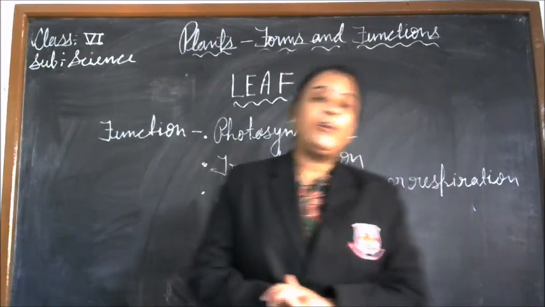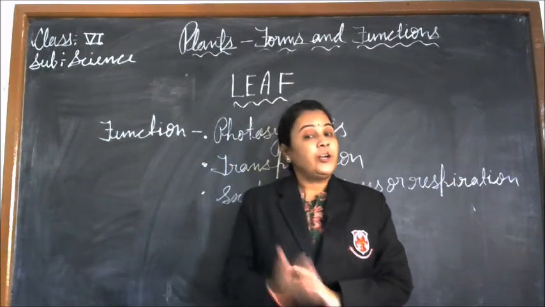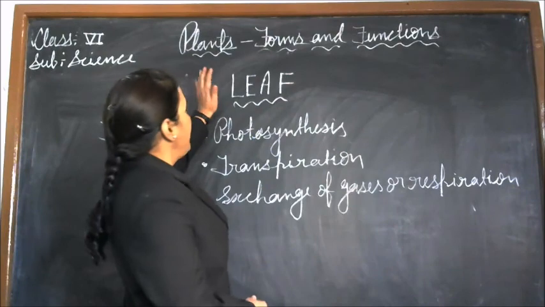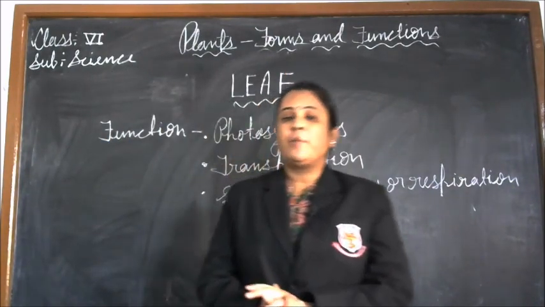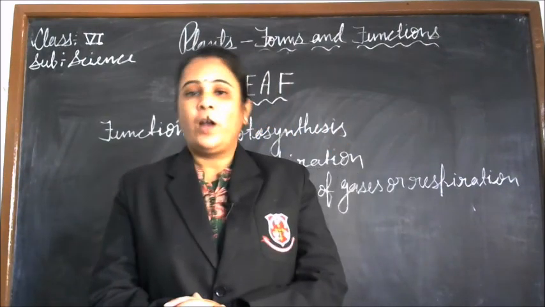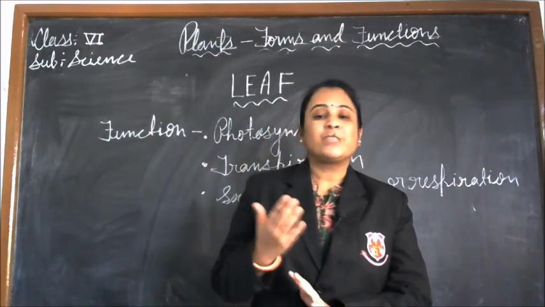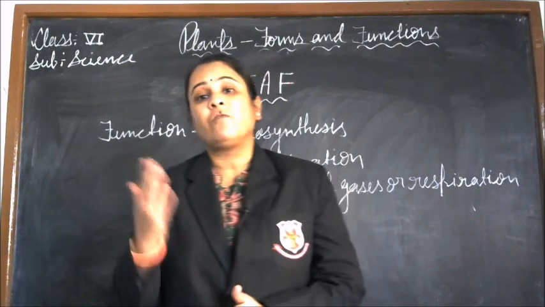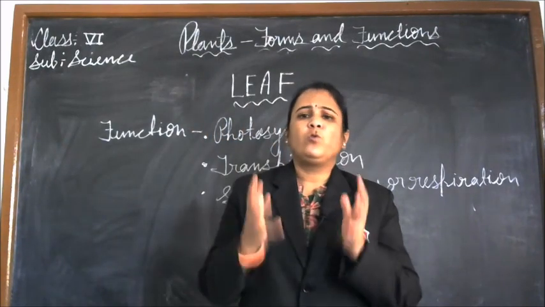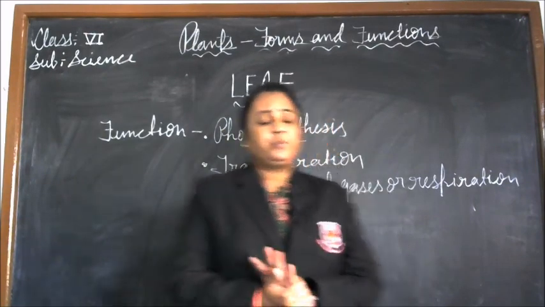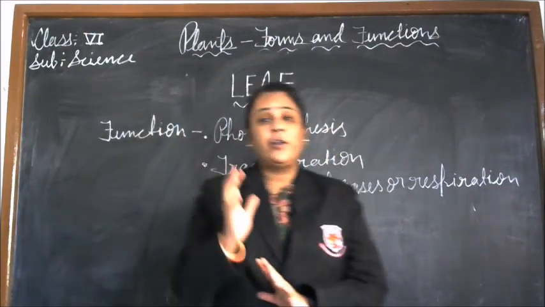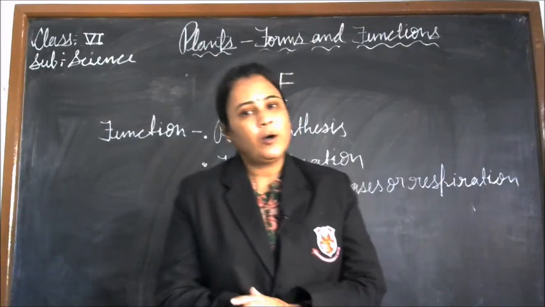Good morning students. Today we will continue the chapter Plants: Form and Function. Today we will study about leaf and flower. Before explaining the parts of leaf and parts of flower, we have to know about leaf and flower. Students, a leaf is a green and flat part of a plant.